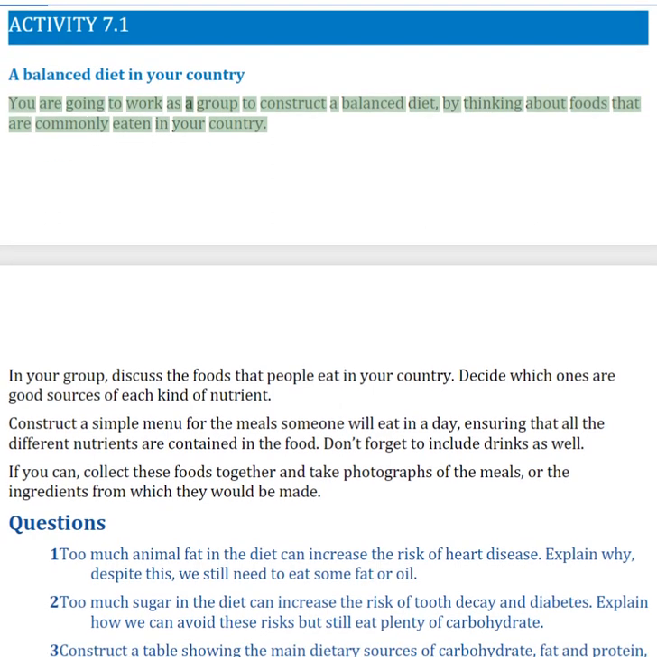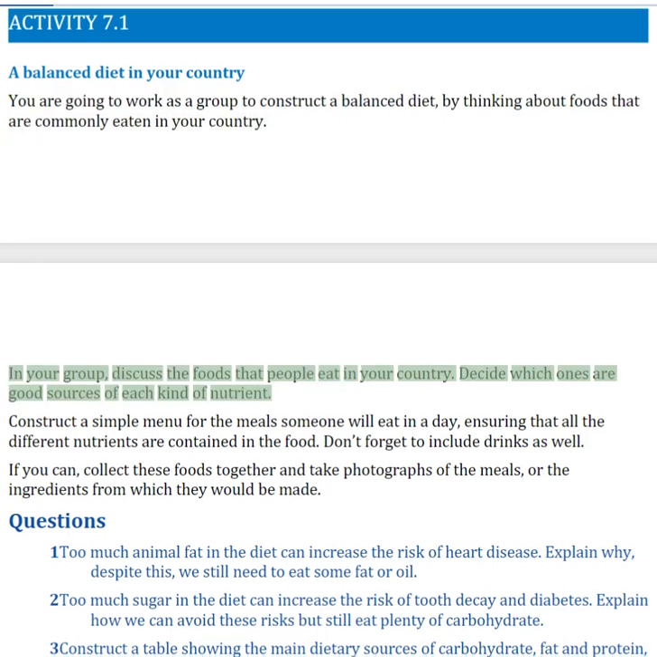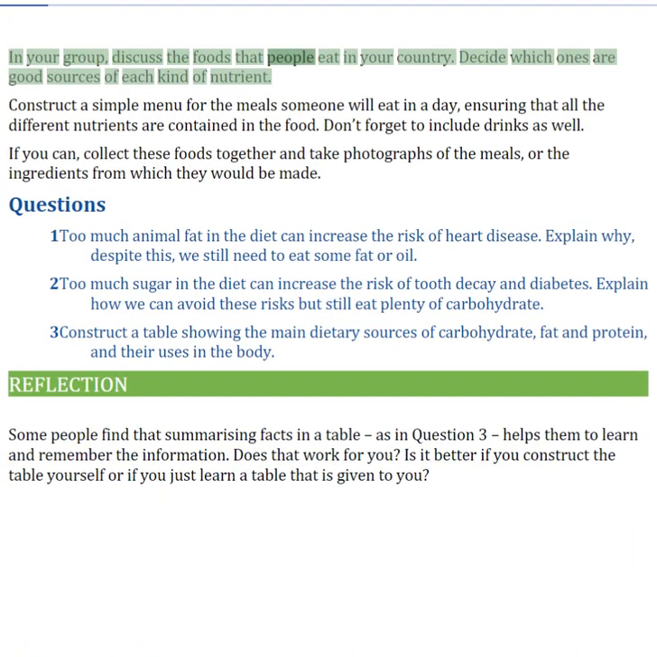You are going to work as a group to construct a balanced diet by thinking about foods that are commonly eaten in your country. In your group, discuss the foods that people eat in your country. Decide which ones are good sources of each kind of nutrient.